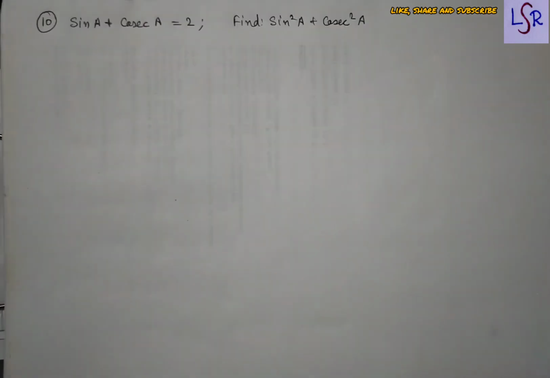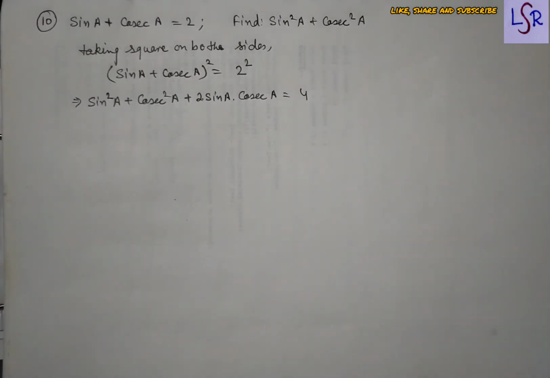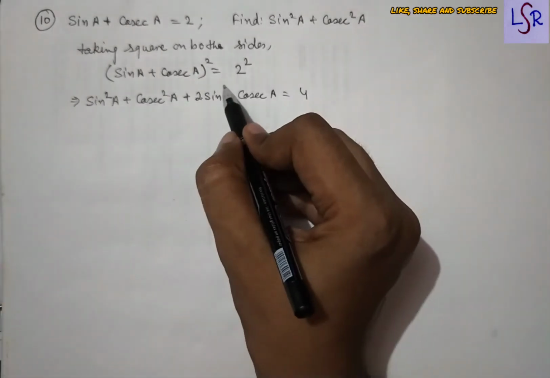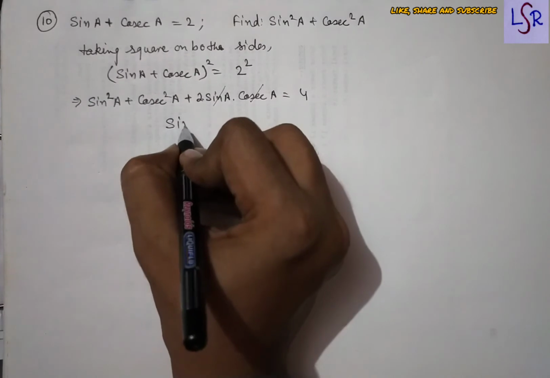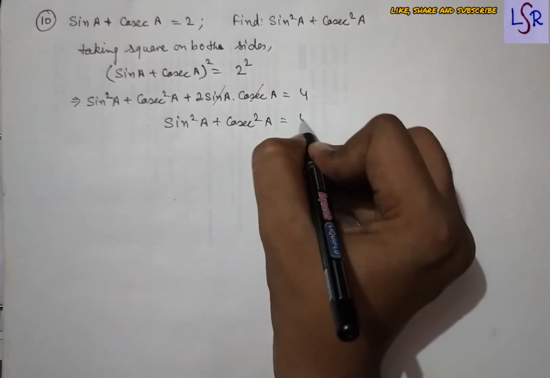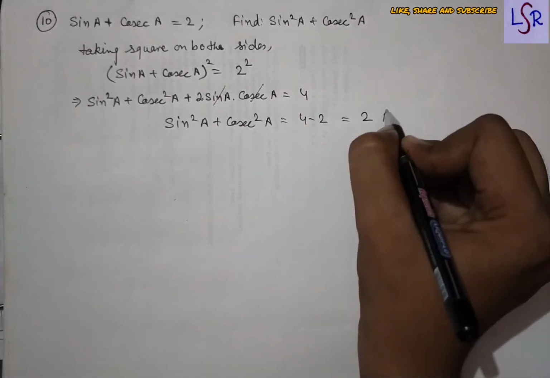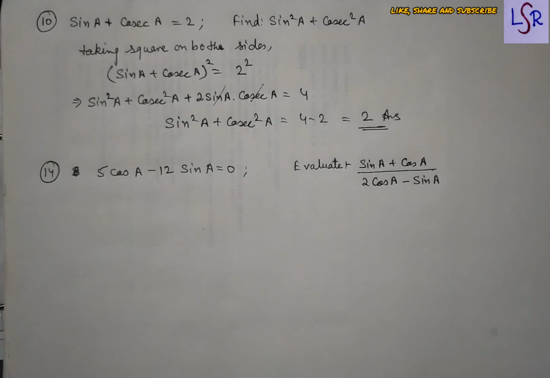Here we have been given with sin A plus cosec A equals to 2, and we have to find the sin square A plus cosec square A. So we are going to take the square on both the side of this one. Then expanding by using the identity of A plus B to the whole square. Here sin A and cosec A are the reciprocals of each other, and as they are multiplied they will be cancelling out each other. So finally we are left with the 2 answer.